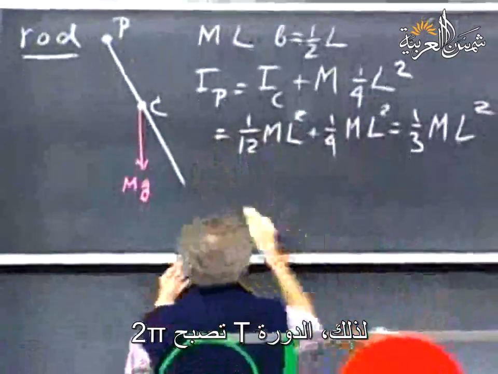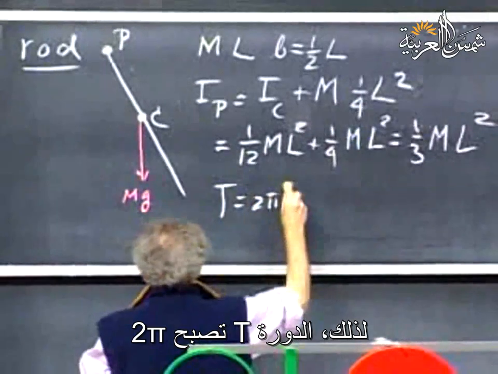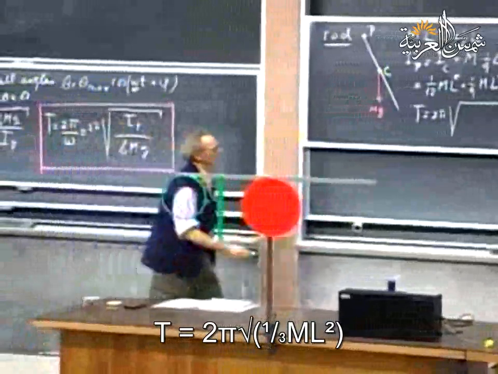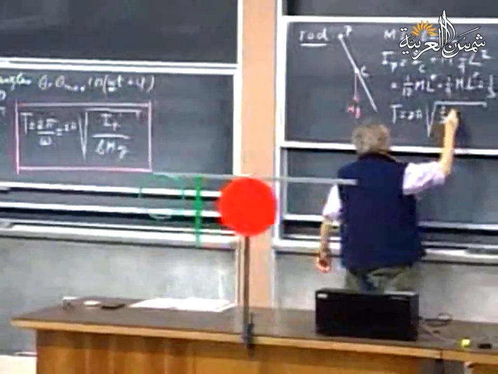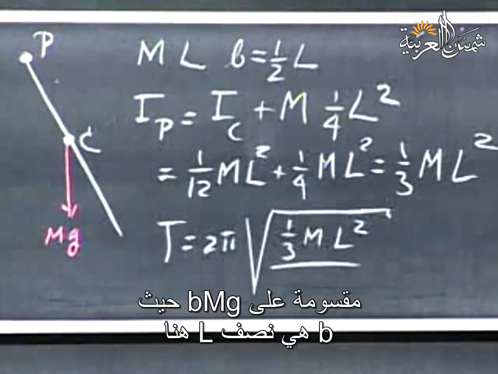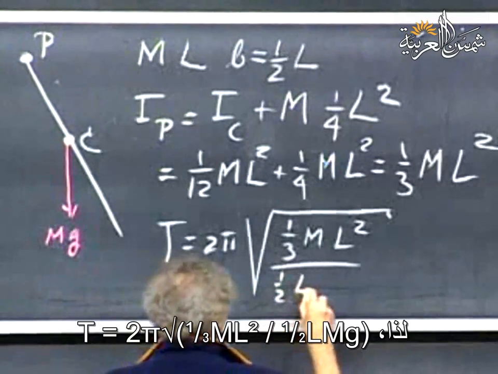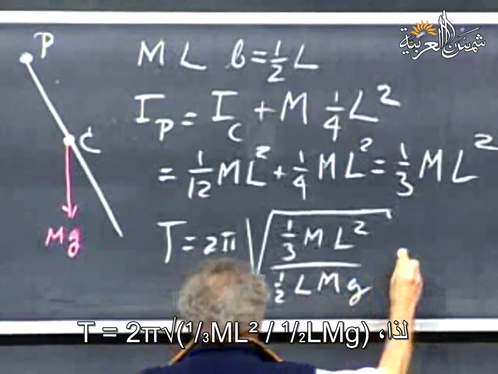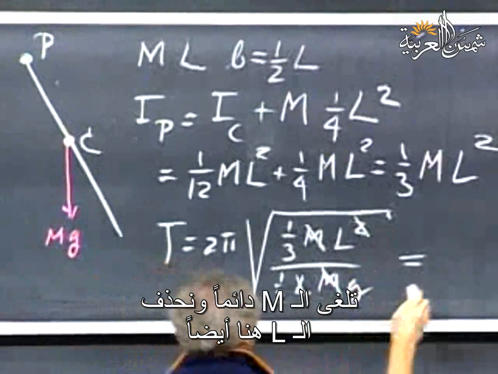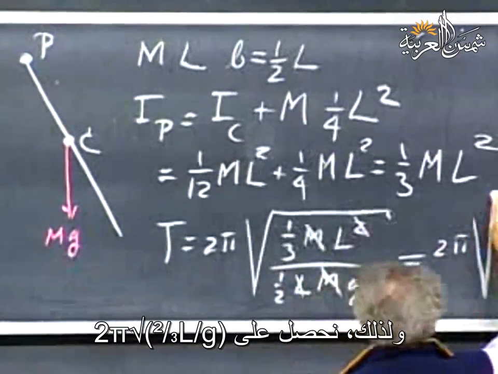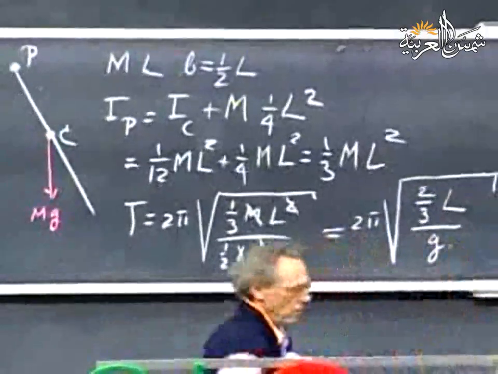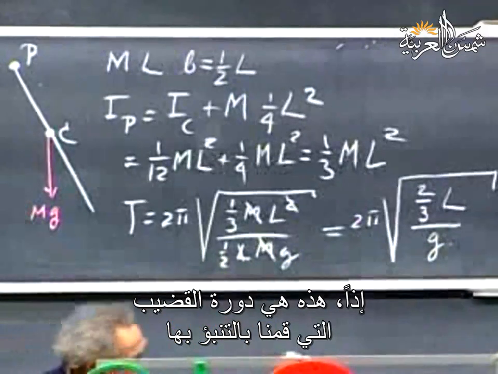And so the period T becomes 2 pi times the square root of this moment of inertia, which is 1/3 m L squared, divided by B mg, and B is 1/2 L for this geometry. So 1/2 L mg, and notice indeed, as I anticipated, you always lose your m. You also lose one L here, and so you get 2 pi times the square root of 2/3 L divided by G. So that is the period that we predict for the rod.